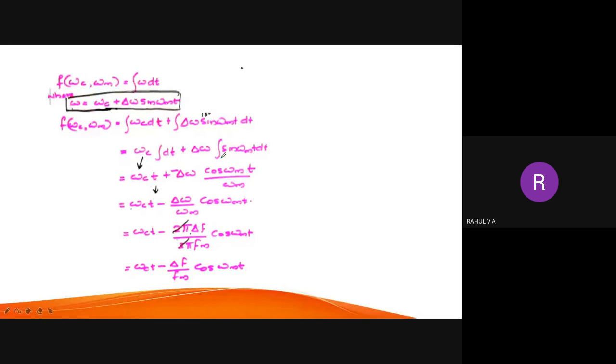Minus cos. So the integral of sine is minus cos. I can write delta omega times minus cos omega mt divided by omega m, because I am integrating with respect to dt, so I have to divide by omega m. Since the minus sign is here, the next step is to include that sign into the equation, that is omega ct minus delta omega divided by omega m cos omega mt.